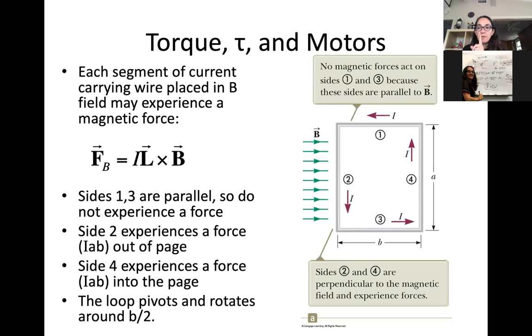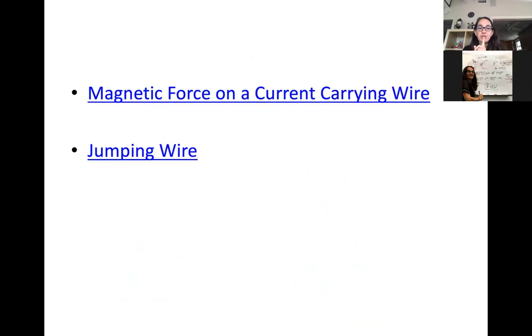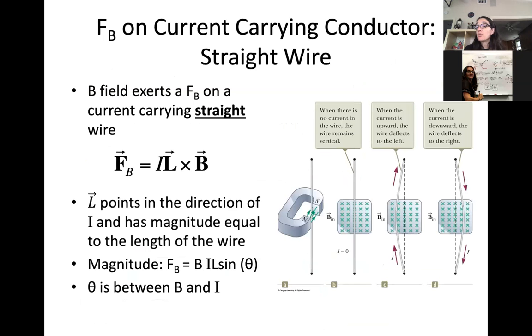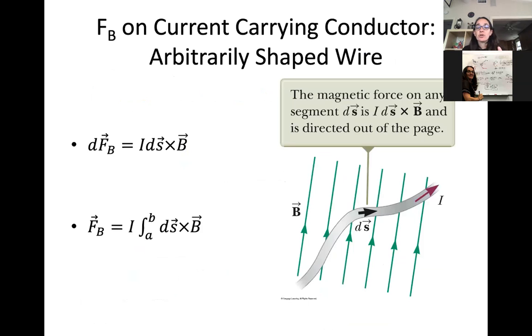And then I just want to be very careful here to differentiate between a straight wire where we don't need to do an integration because the angle of that cross product doesn't change, and a curved wire where we do have to do that angle of integration because the angle is changing at every point.